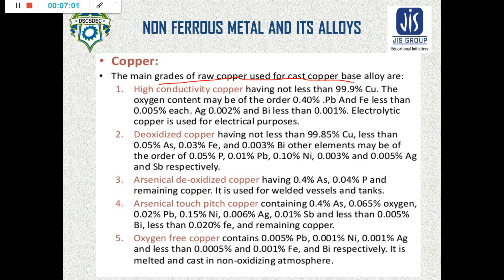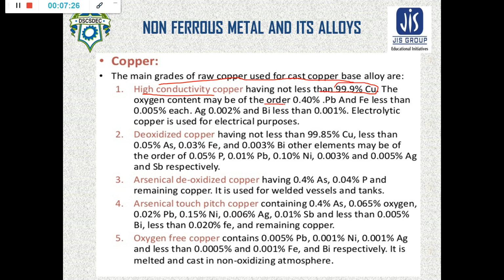Cast copper means one of the pure form and which is brittle form. So cast copper based alloy, the main grades of the cast copper based alloy are, first one is high conductivity copper. High conductivity copper has not less than 99.9% copper. You can see that it is one of the purest form of copper, that is high conductivity copper.